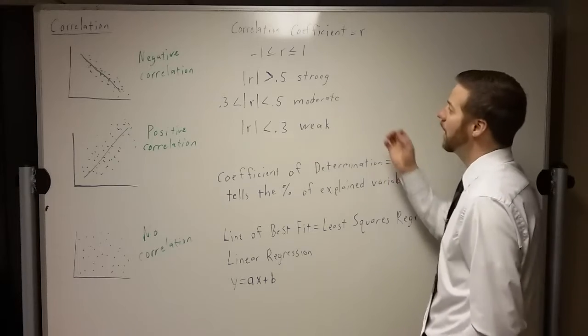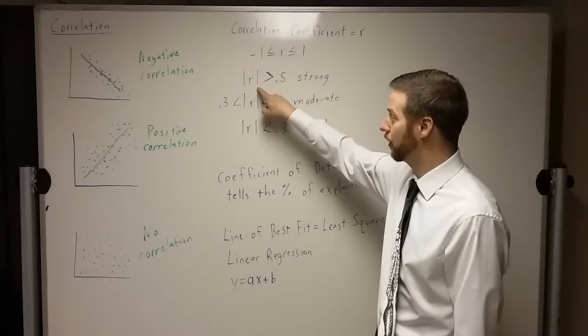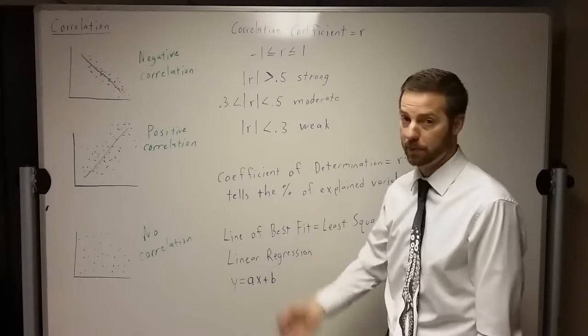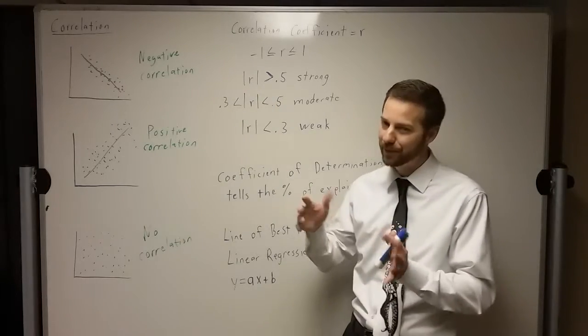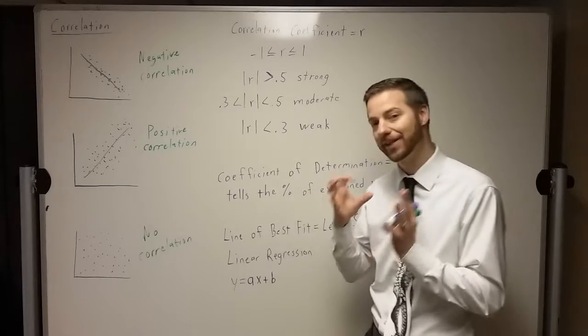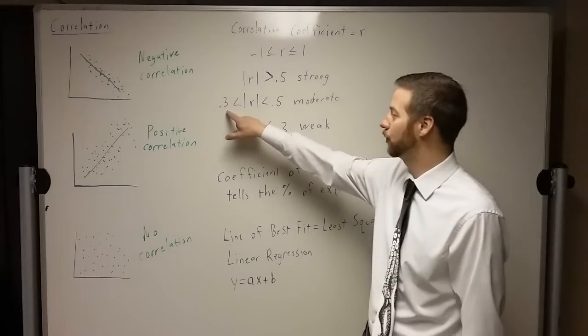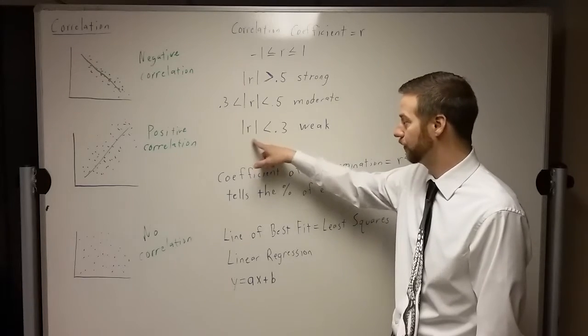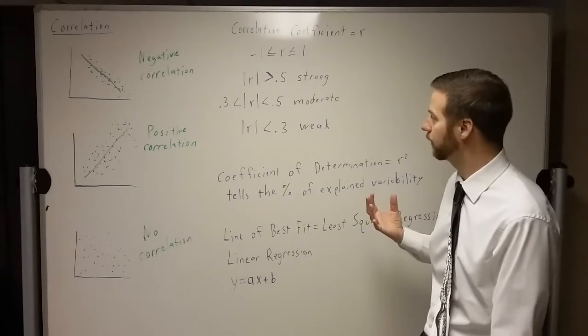So that's why if you notice when I have these drawn here, I have absolute values around the r's. So if the absolute value of r is above 0.5, we're going to call it strong. And remember, that's kind of like a guideline. That's not an exact rule. Between 0.3 and 0.5, we're going to call it moderate. And if the absolute value of r is less than 0.3, we're going to call it weak.